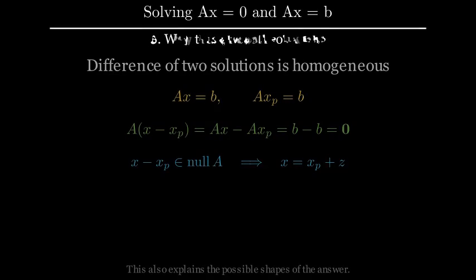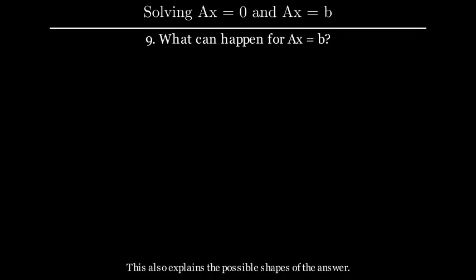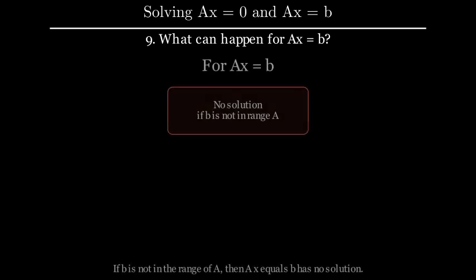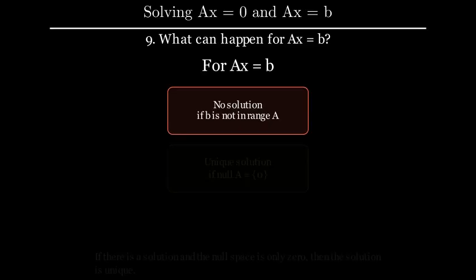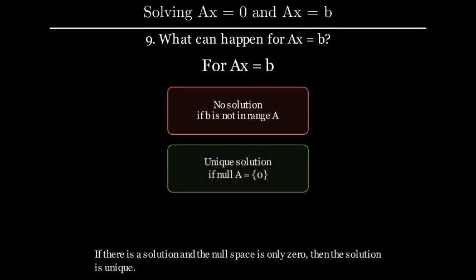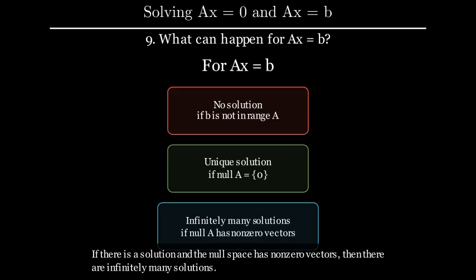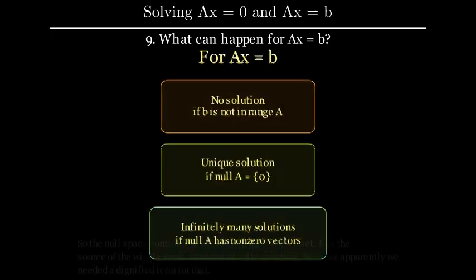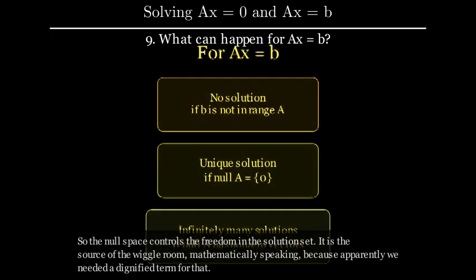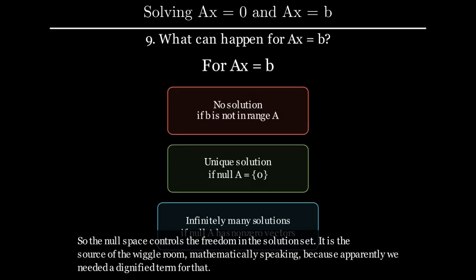This also explains the possible shapes of the answer. If B is not in the range of A, then AX equals B has no solution. If there is a solution and the null space is only 0, then the solution is unique. If there is a solution and the null space has non-zero vectors, then there are infinitely many solutions. So the null space controls the freedom in the solution set. It is the source of the wiggle room, mathematically speaking, because apparently we needed a dignified term for that.